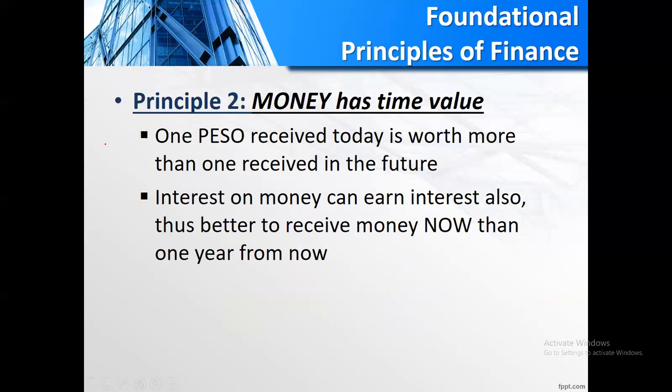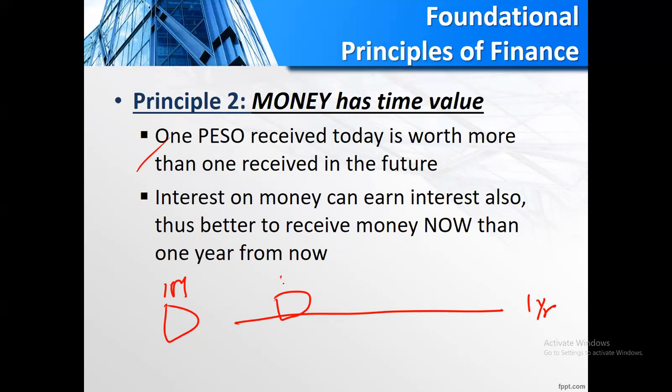Next, time value of money. This has already been discussed. 1 peso today is worth more than 1 peso in the future. Why is that? Because if we invest 1 million today, before the end of 1 year, this will earn interest. Let's say after 1 month, this will earn interest. And the interest is also cash. So in the second month, your 1 million and the interest will both earn interest. So there will be interest on the interest on the interest. That's why at the end of the 1 year, your 1 million is greater than 1 million.